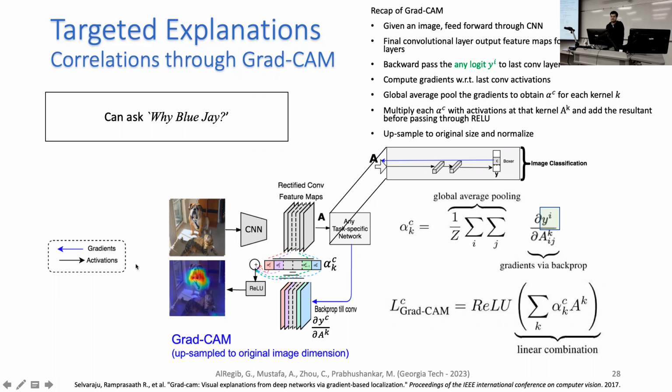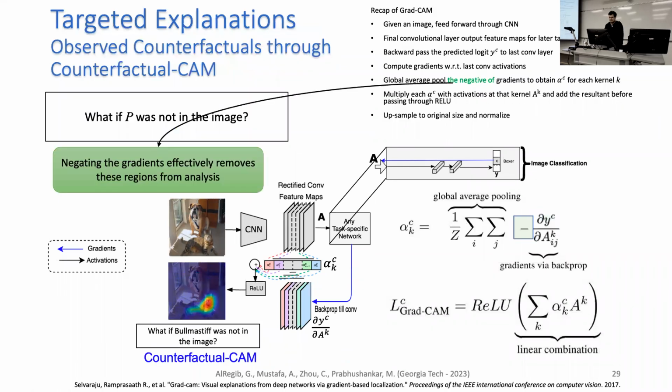And most probably it is going to be the regions that is being used to make the prediction that it is a bull mastiff as well. So this kind of reduces the trust that you have within the neural network, because you're not looking at the actual blue jay at all. This is not showing the actual blue jay at all. And this is where these kind of contrastive explanations can in fact help.